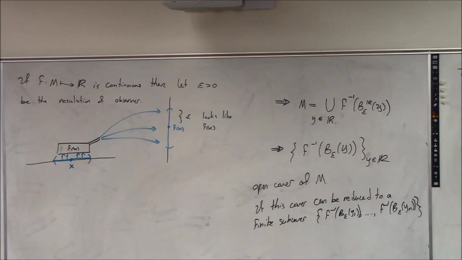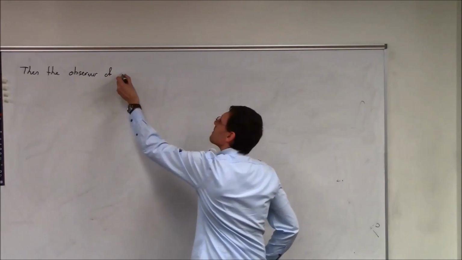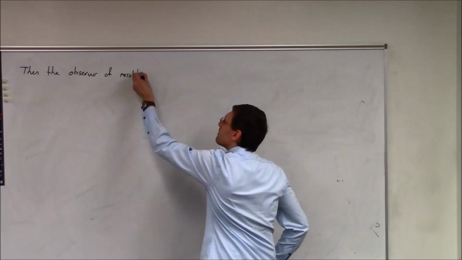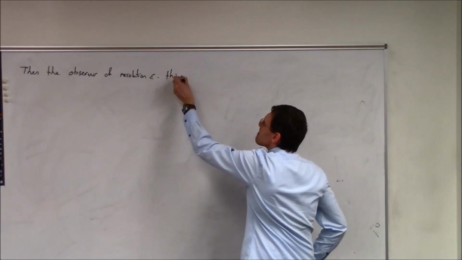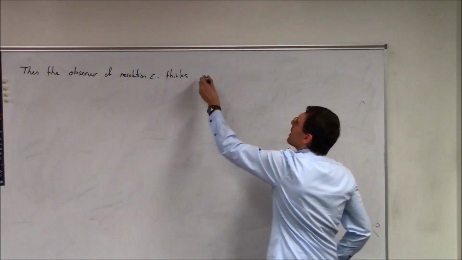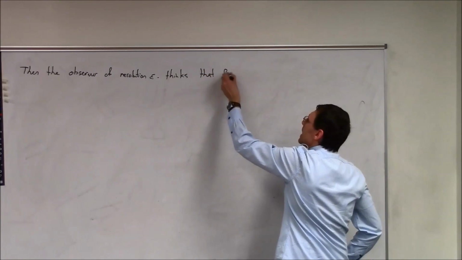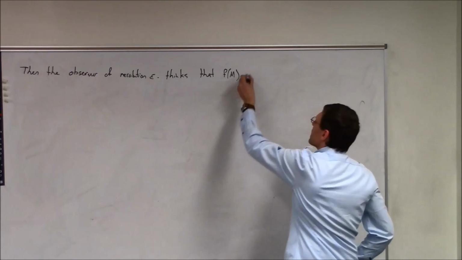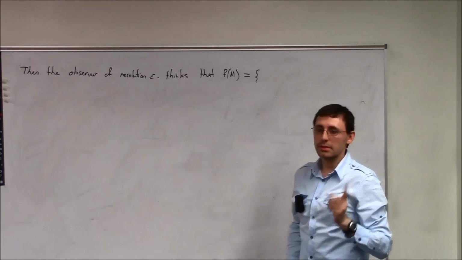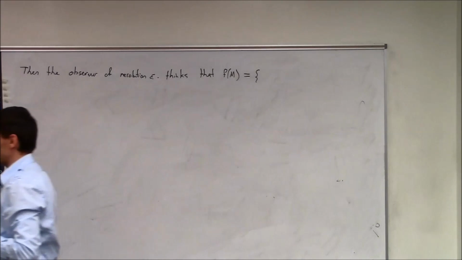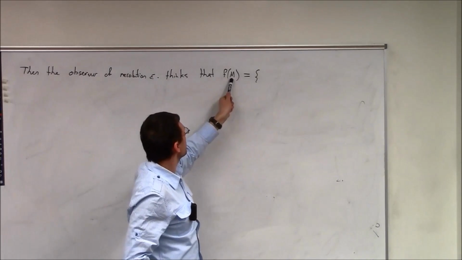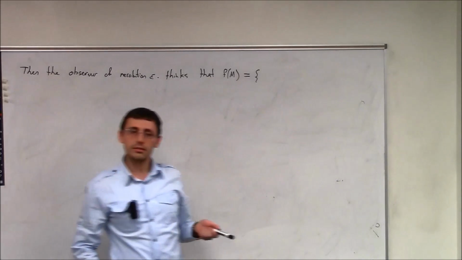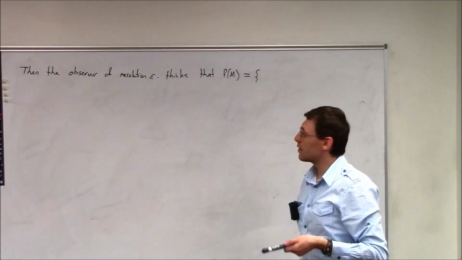Then the observer of resolution epsilon thinks that f of m, the image of m, is what? Here is the point, if you understand it or not. So the observer of resolution epsilon thinks that the image of this function m is what? Those endpoints. Those points, precisely.